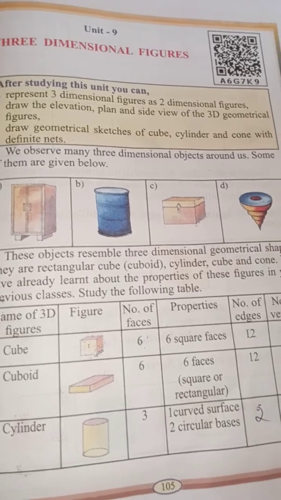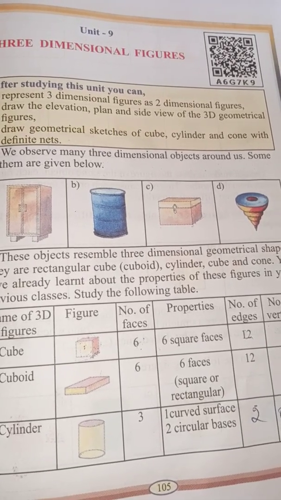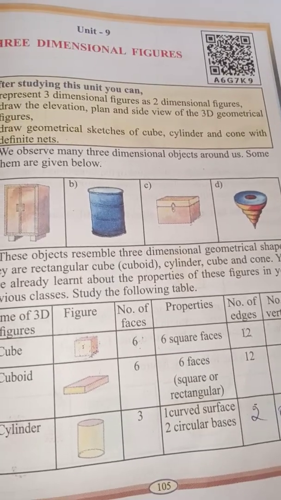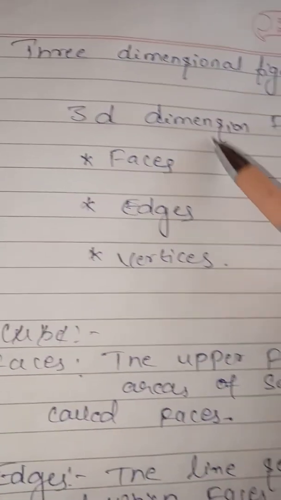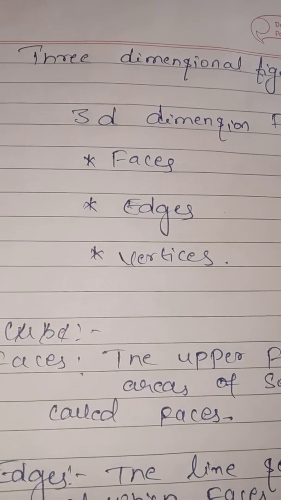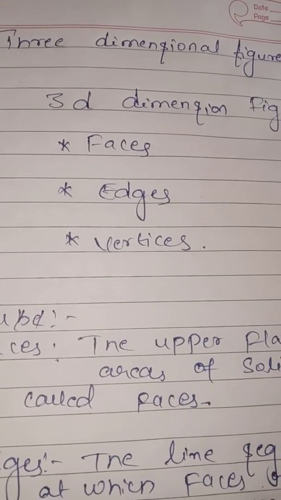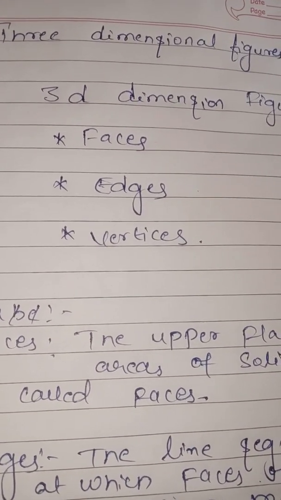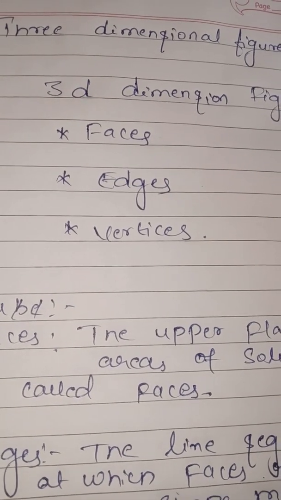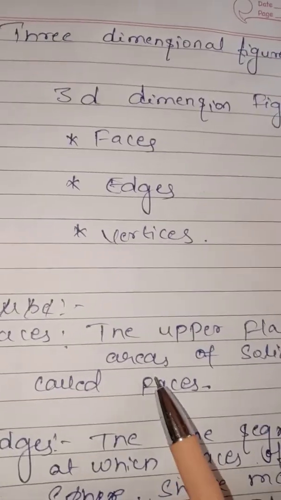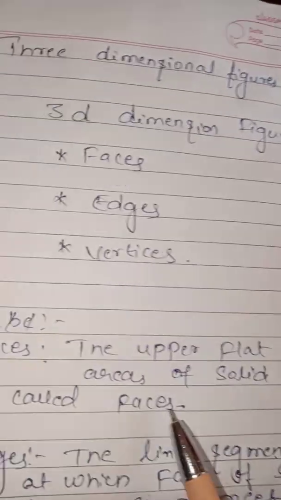In our daily life, we see different things: a book, a ball, a football, an ice cream cone, etc. All these shapes are solid. Three-dimensional figures need three measurements to describe them, and they have faces, edges and vertices. What are faces? The upper flat areas of a solid shape are called faces.